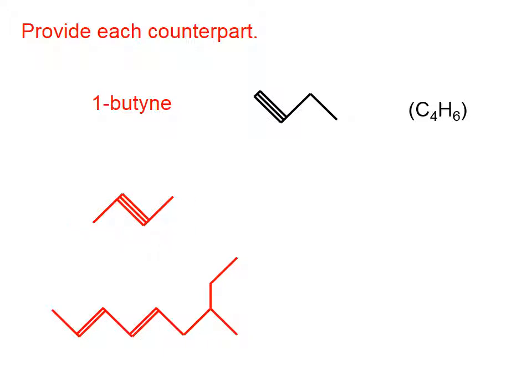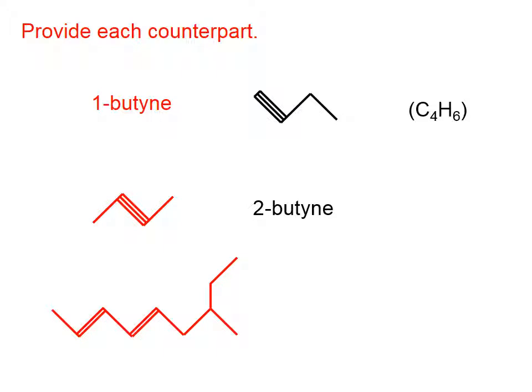So let's count the carbons in the chain. 1, 2, 3, 4. This is going to be butyne. Again, we have a triple bond. So this is also going to be butyne, but this one's going to be called 2-butyne. And that's because the triple bond starts at carbon number 2, and in fact, no matter which end you start numbering from, the triple bond starts at carbon number 2.